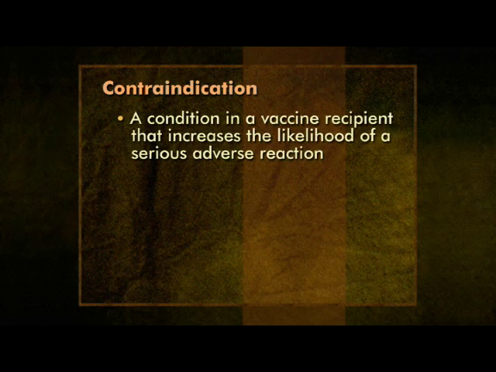A contraindication is a condition in a vaccine recipient that increases the likelihood of a serious adverse reaction to the vaccine. A contraindication is a condition in the recipient, not with the vaccine itself. If the vaccine were given in the presence of that condition, the resulting adverse reaction could seriously harm the recipient. The risk of an adverse reaction outweighs the benefit, so you will rarely, if ever, give a vaccine when one of these conditions is present.